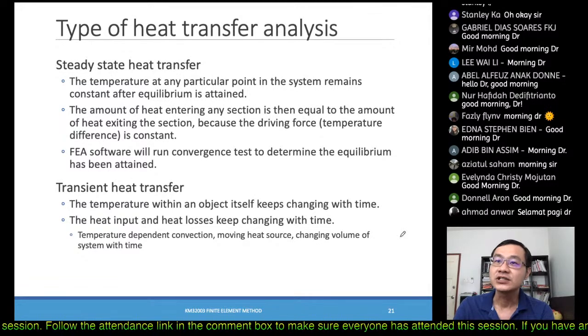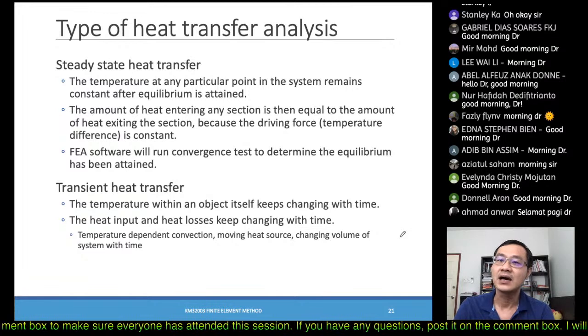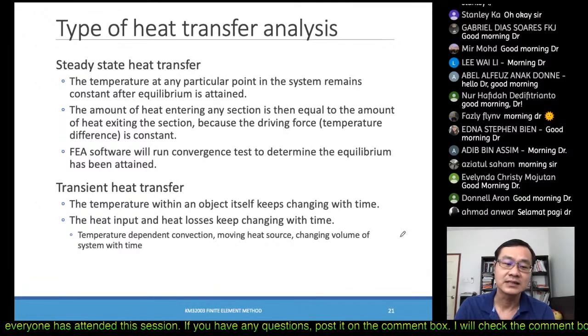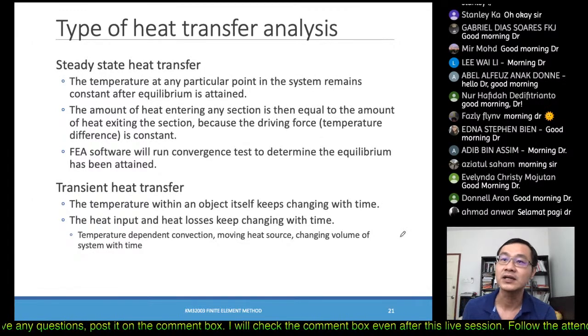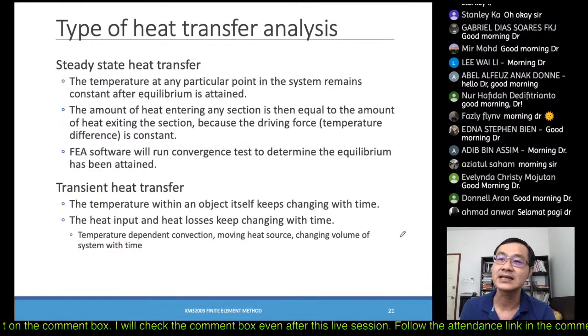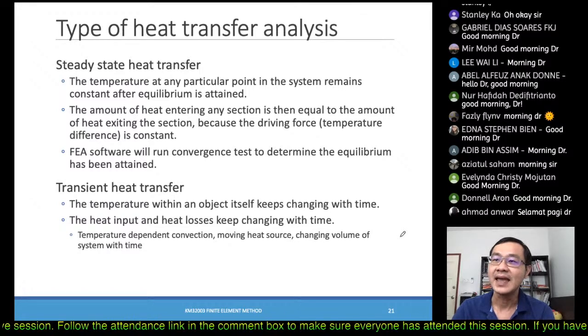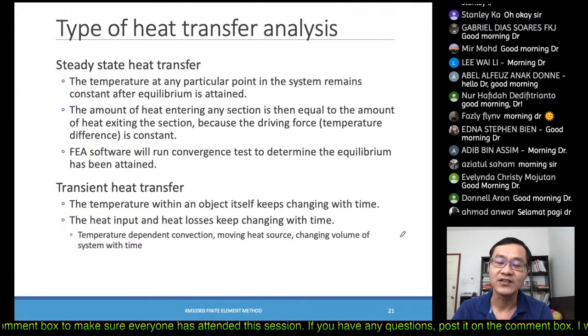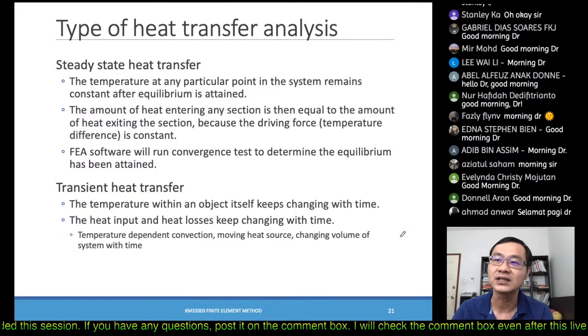Generally, as I mentioned, there is steady state heat transfer, and in the previous few applications, this is a transient heat transfer problem. So what are the differences? In the steady state heat transfer problem itself, the temperature at any particular point will remain constant when the equilibrium has been attained, meaning no other changes after they have reached equilibrium.